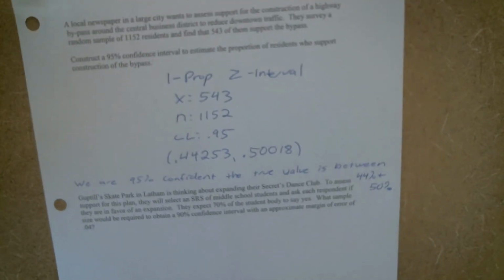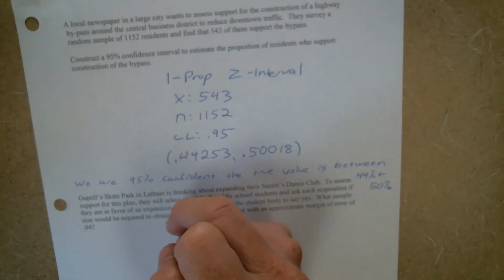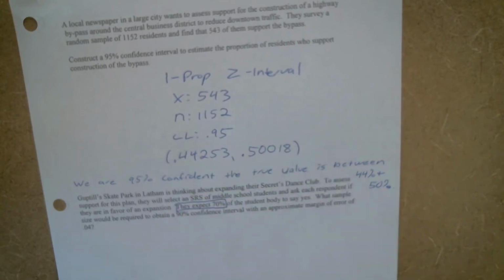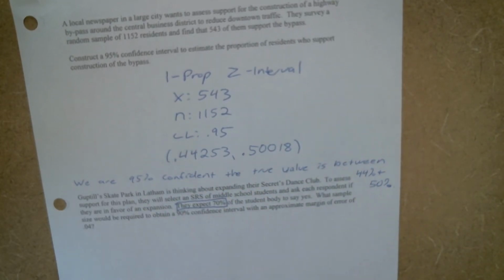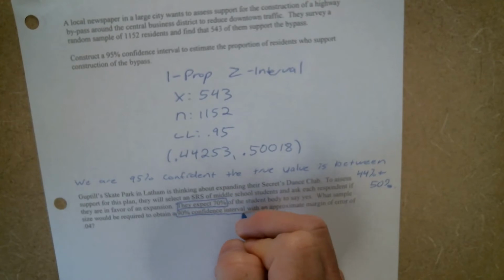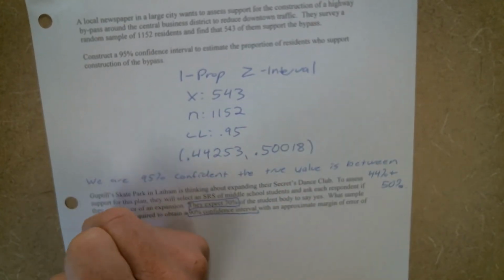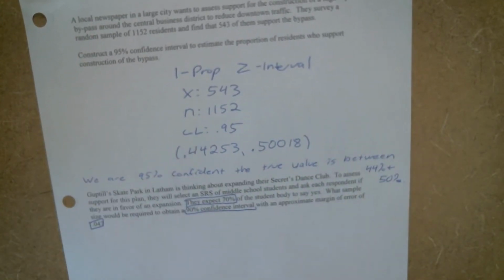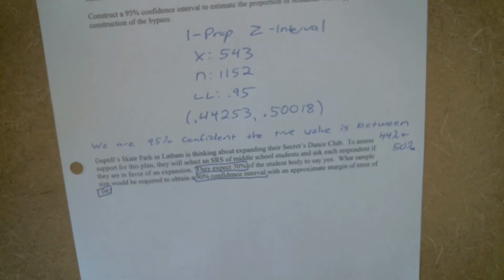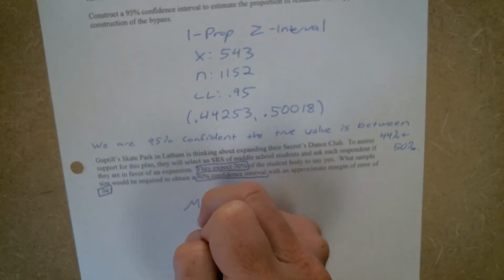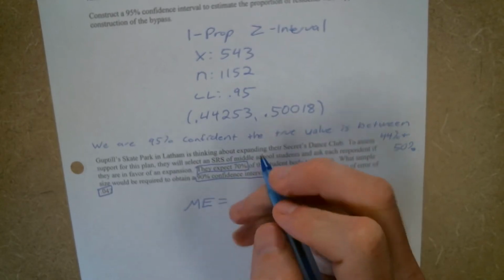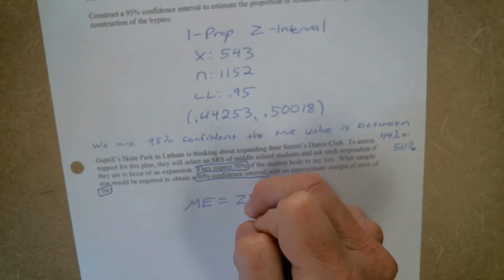All right, Guptill Skate Park in Latham is thinking about expanding their Secret Dance Club. To assess support for this plan, they will select an SRS of middle school students and ask if they are in favor of an expansion. They expect 70% of the student body to say yes. What sample size would be required for a 90% confidence interval with an approximate margin of error of 0.04? All right, so these are those sample size questions. We need our sample size formula, which is that the margin of error equals z star.